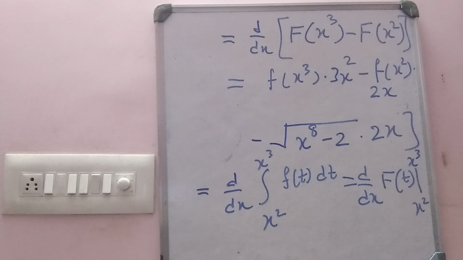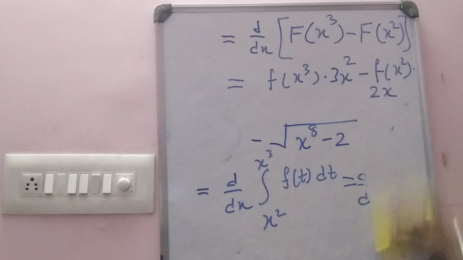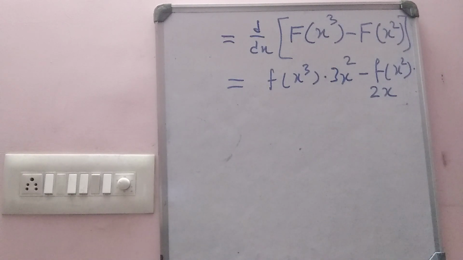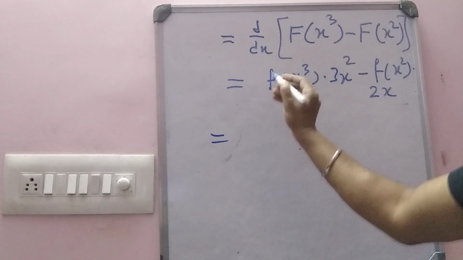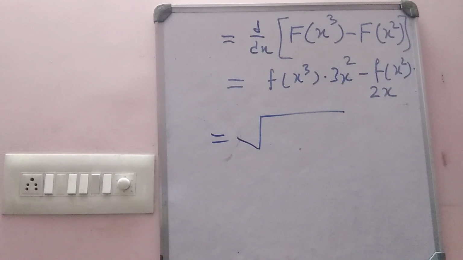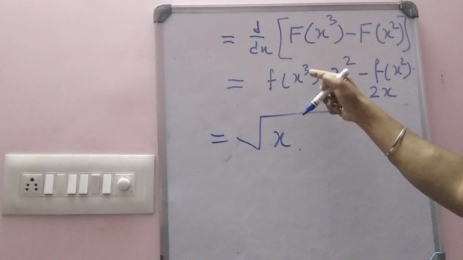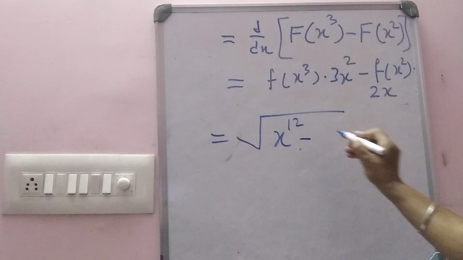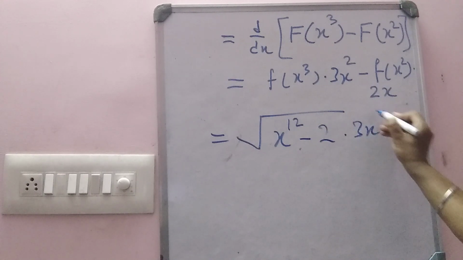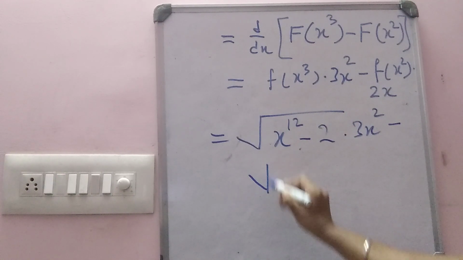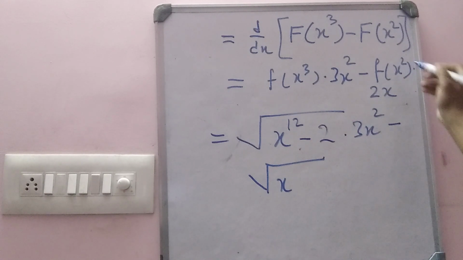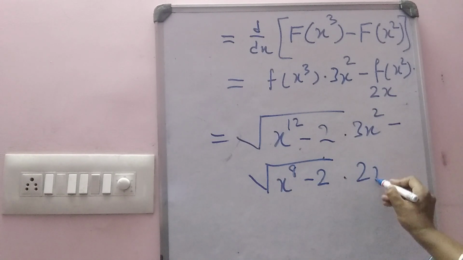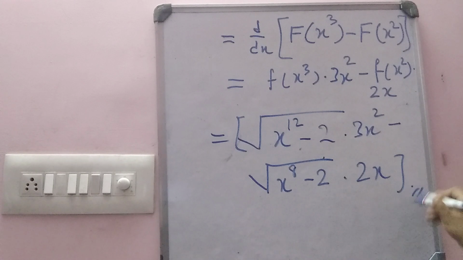Now compare it with the shortcut answer. The answer is the same, just you have to put the value. What is your f of x cube here? Same, square root of x power 3 and that power 4 is 12, minus 2, into this 3x square, minus square root of x to the power 2 into 4, 8, minus 2, into this 2x. You can do this by any method.